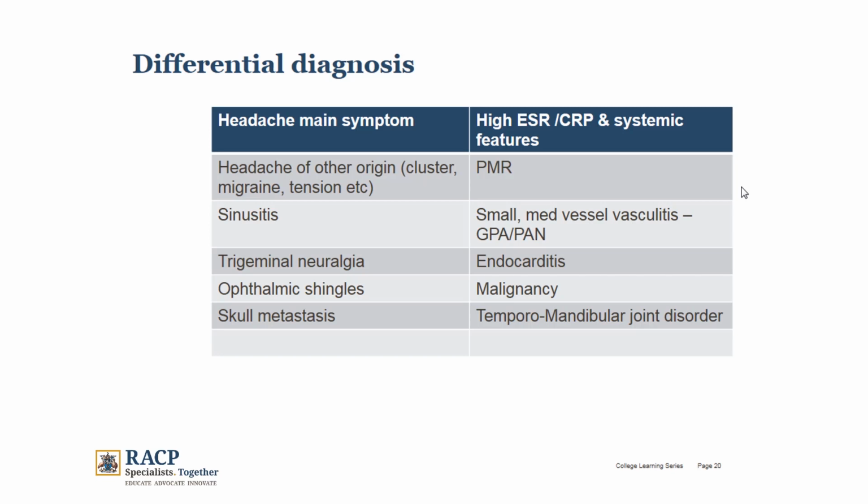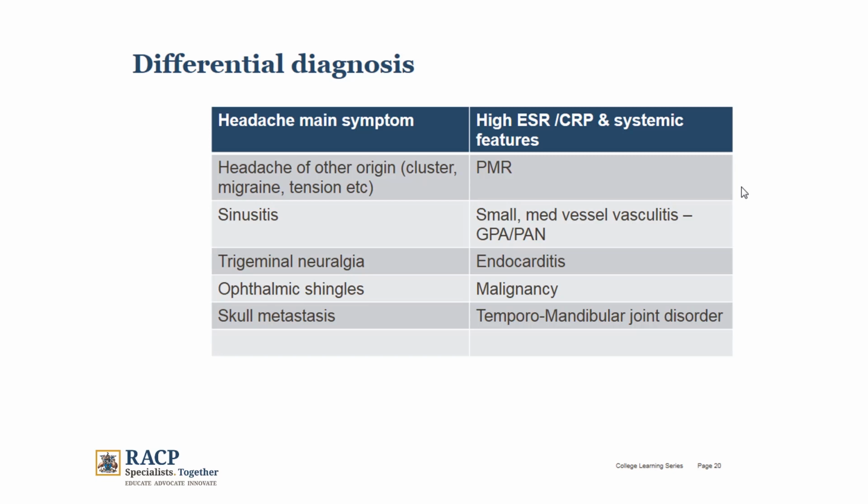Other situations where high ESR and CRP occur and may be a diagnostic challenge can be in patients with polymyalgia rheumatica. Some of these small and medium vessel vasculitis can also produce headaches and elevated ESR and CRP.